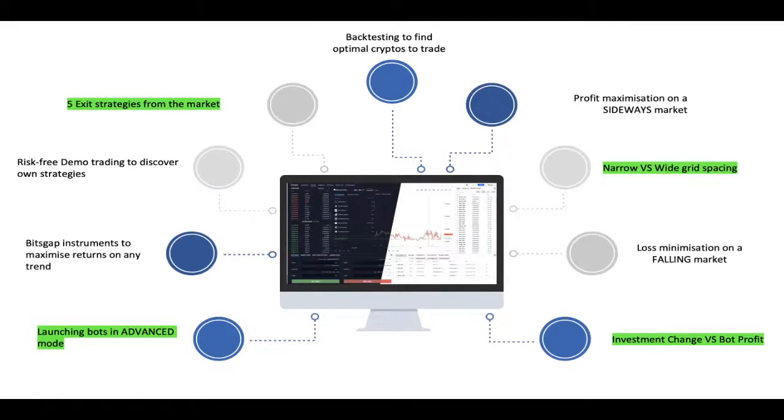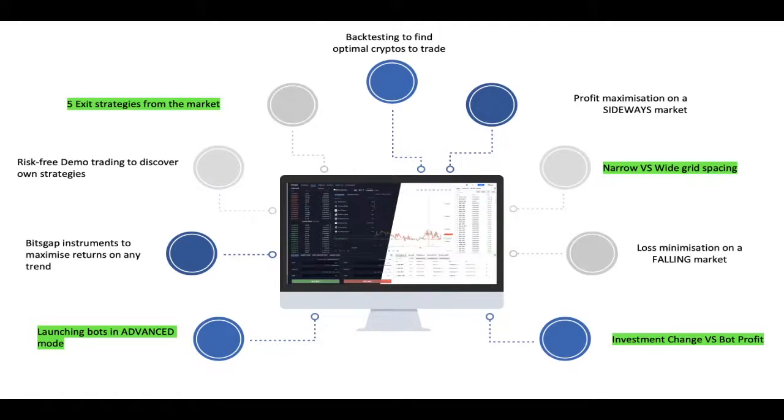And the third one is going to be one of the most frequently asked questions: is there a difference in profit generation when you have a narrow and wide grid spacing? So I will show you some cases where having a narrow setup can be beneficial compared with the wide setup, and the opposite cases where having a wide grid spacing can be beneficial.